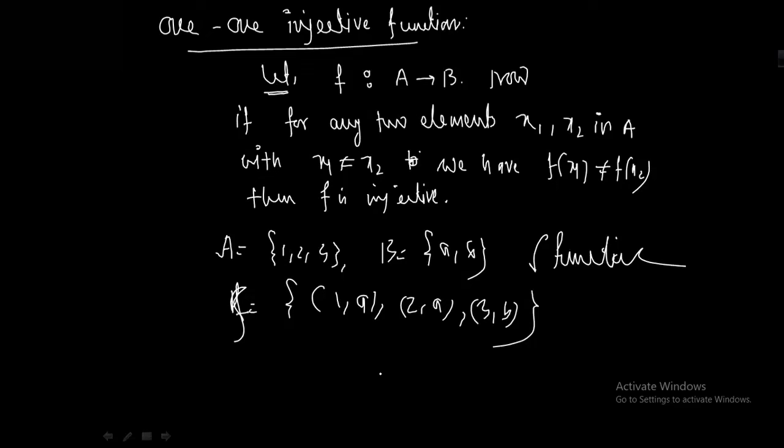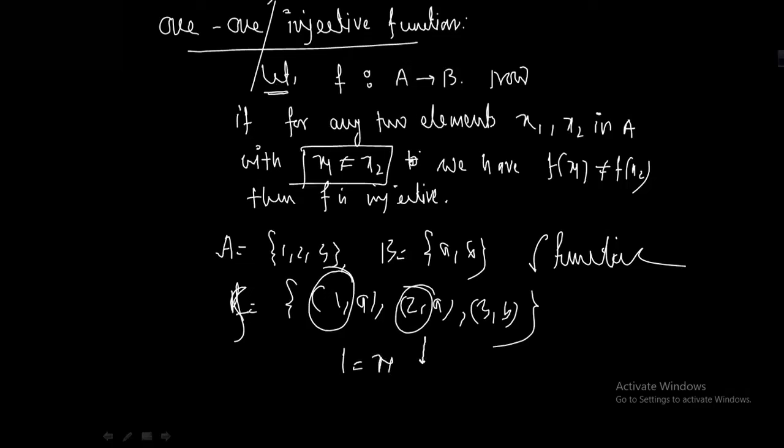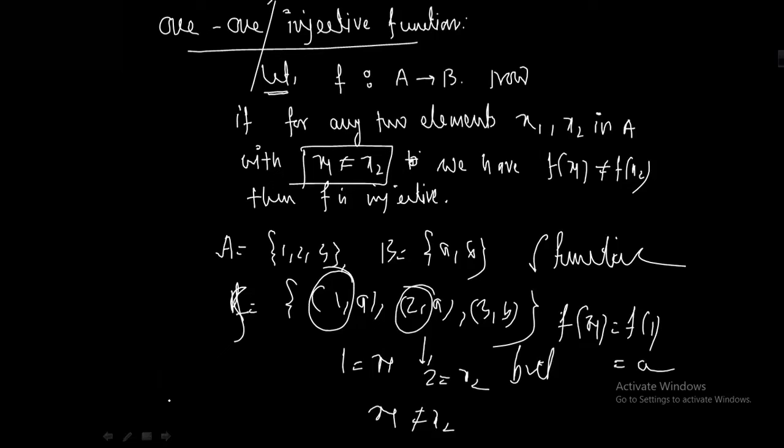This is a function. But this is not an injective function or 1-1 function. Why? Because x1 not equal to x2, 1 is not equal to 2. 1 is equal to x1, 2 is equal to x2, and x1 is not equal to x2. But f of x1, which is equal to f of 1, which is equal to a, and f of x2, which is equal to f of 2, which is equal to a. So both the images are equal. That means two unequal elements are having same image.